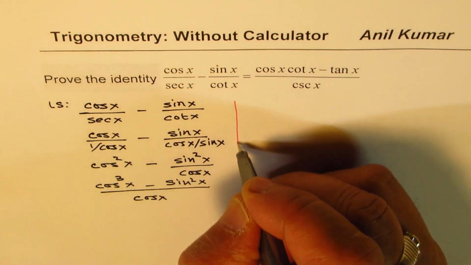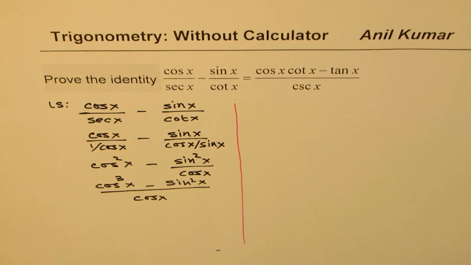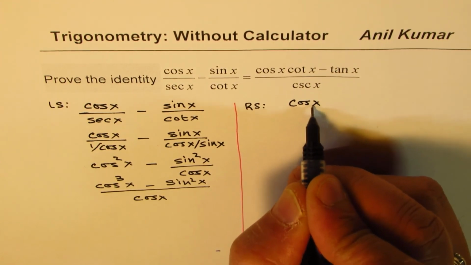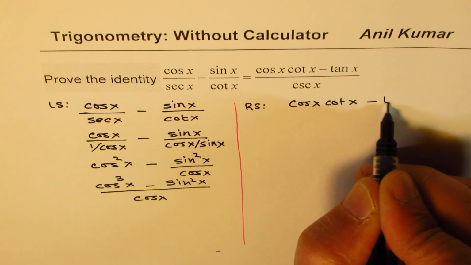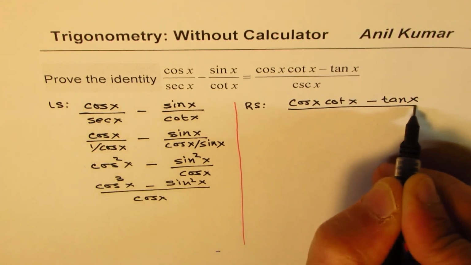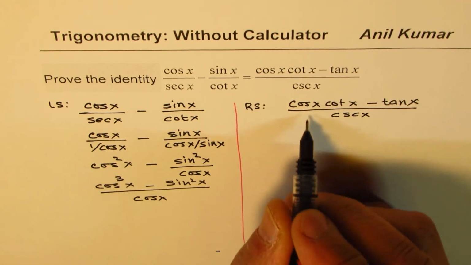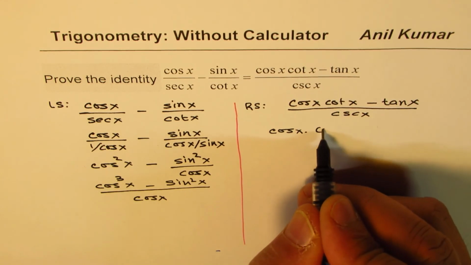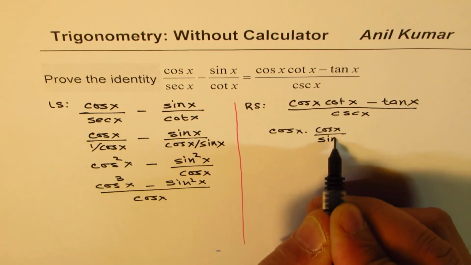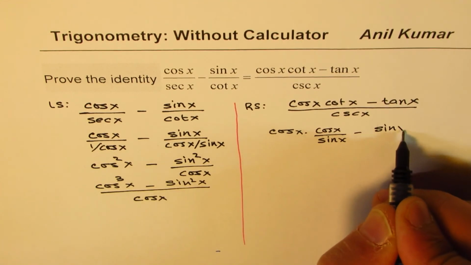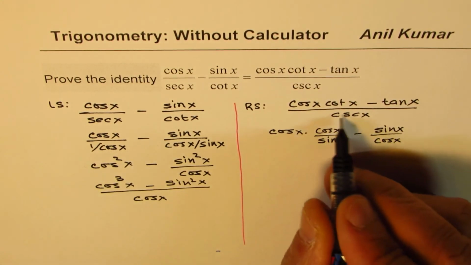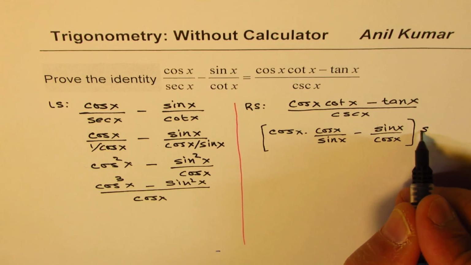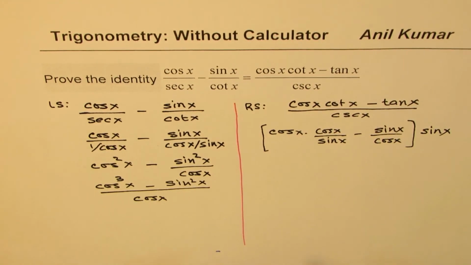Let us also see what we can do with the right side. The right side given to us is cos x cotangent x minus tan x over cosecant x, right? So we could write this as cos x, cot is cos over sine, minus sine over cos, divided by cosecant x, which is as good as multiplying by sine x, correct? Okay, so let's open the bracket now.